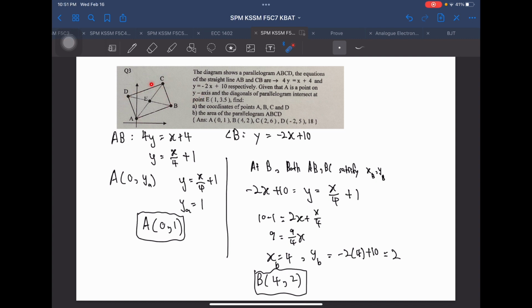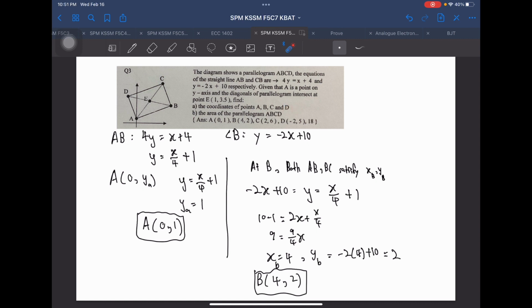If you are given a parallelogram ABCD, and E is the intersection point of BD and AC, and you are given the equations for AB and CB. Note that A is a point on the y-axis, and E is given this coordinate, which is the intersection of the diagonals. Find the coordinates of A, B, C, and D.